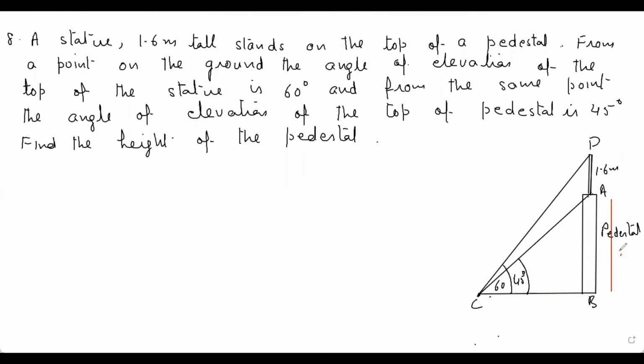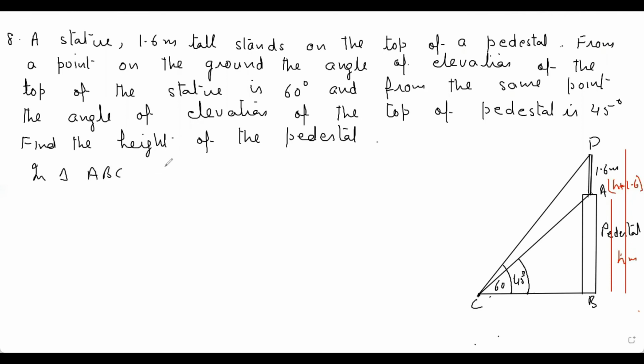Let the height of the pedestal be h meters. It means the height of DB is h plus 1.6 meters. Now we have two right angle triangles, one is ABC and the other is DBC. We are to find the height of this pedestal, which is h meters. First, I'll discuss this triangle ABC.